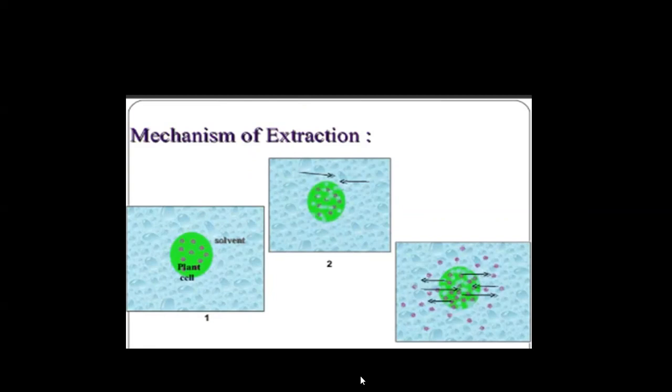During this process, the solvent takes up the active constituent, solubilizes it, and it becomes a solution within the cell. Now you see within the cell it has become a solution and the outside environment is solvent, and because of this concentration difference, automatically the solution starts coming out along with the active constituent, and the fresh solvent enters into the cell. So both exoosmosis and endoosmosis take place simultaneously until the complete extraction process is done.